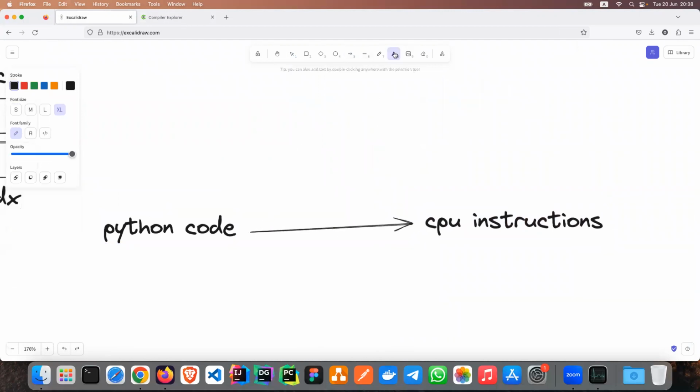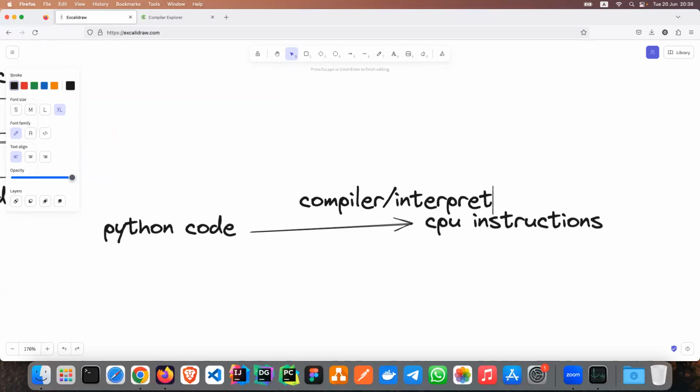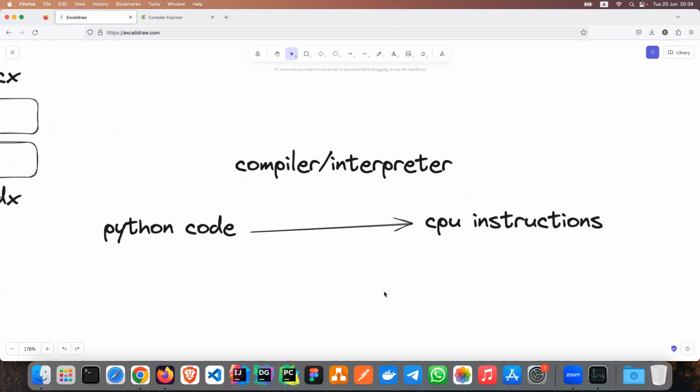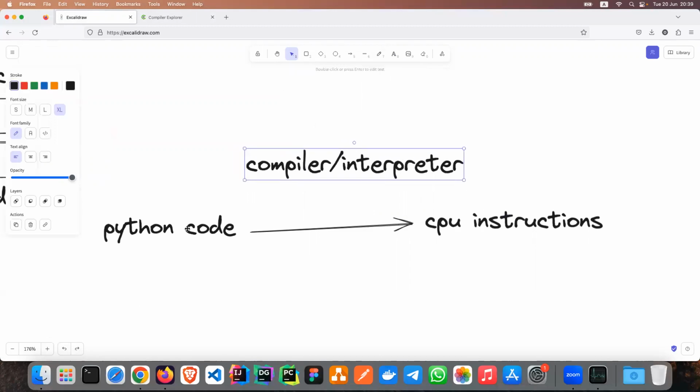Those tools we call compilers, or interpreters. You know what an interpreter is, right? For example, let's say I'm speaking Arabic, and someone listens to me and converts it in real time to English. That person is called an interpreter. So an interpreter is the same as here. I speak Python, and it converts these Python instructions to CPU instructions in real time.